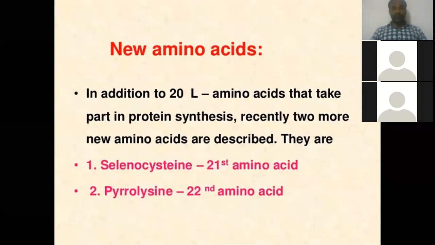After that, we saw a very important point related to the classification of amino acids. As we said, only 20 amino acids participate in protein synthesis, but after the discovery and research, there are again 2 new amino acids that have been discovered. The 21st is selenocysteine and the 22nd is pyrrolysine.